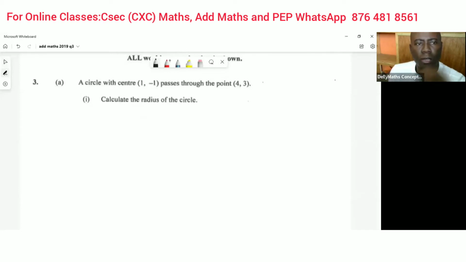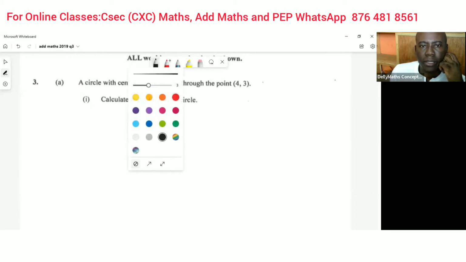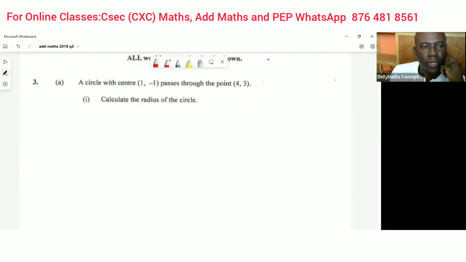Number 3, let's go. So the question reads, the circle with center 1, -1 passes through the point 4, 3. Calculate the radius. All right, so we're asked to calculate the radius here.